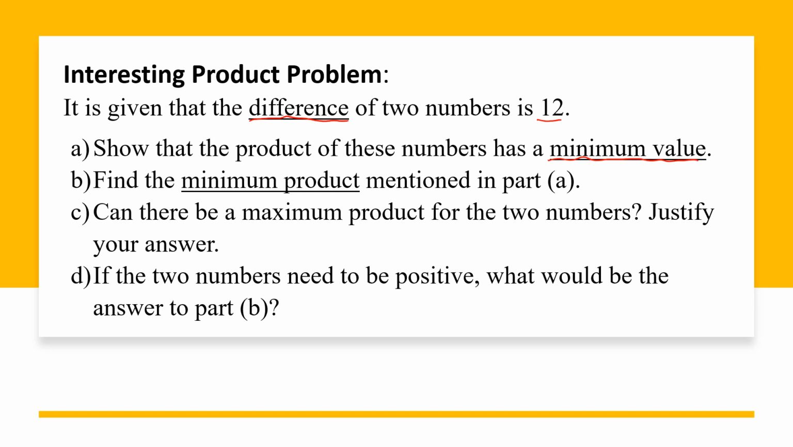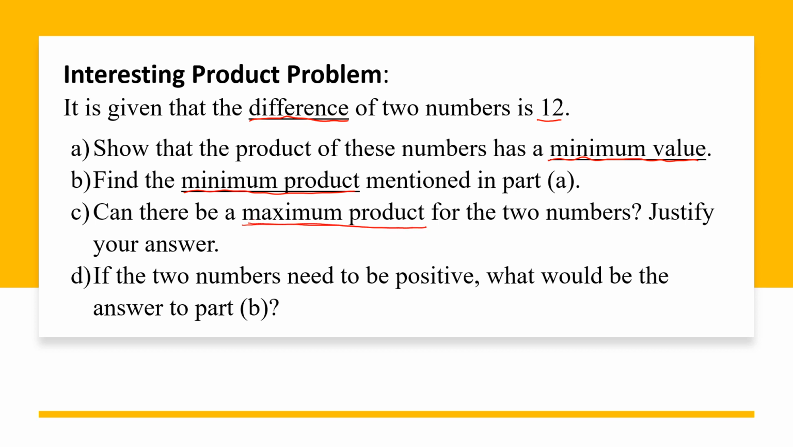product has a minimum. There's a minimum product. It asks to show that there's a minimum product. We normally use the second derivative test or the first derivative test to show that there's a minimum. And then it asks to find that minimum product, so find it. And then it asks, can there be a maximum product for the two numbers? So if there's a minimum product, whether there can be a maximum product.